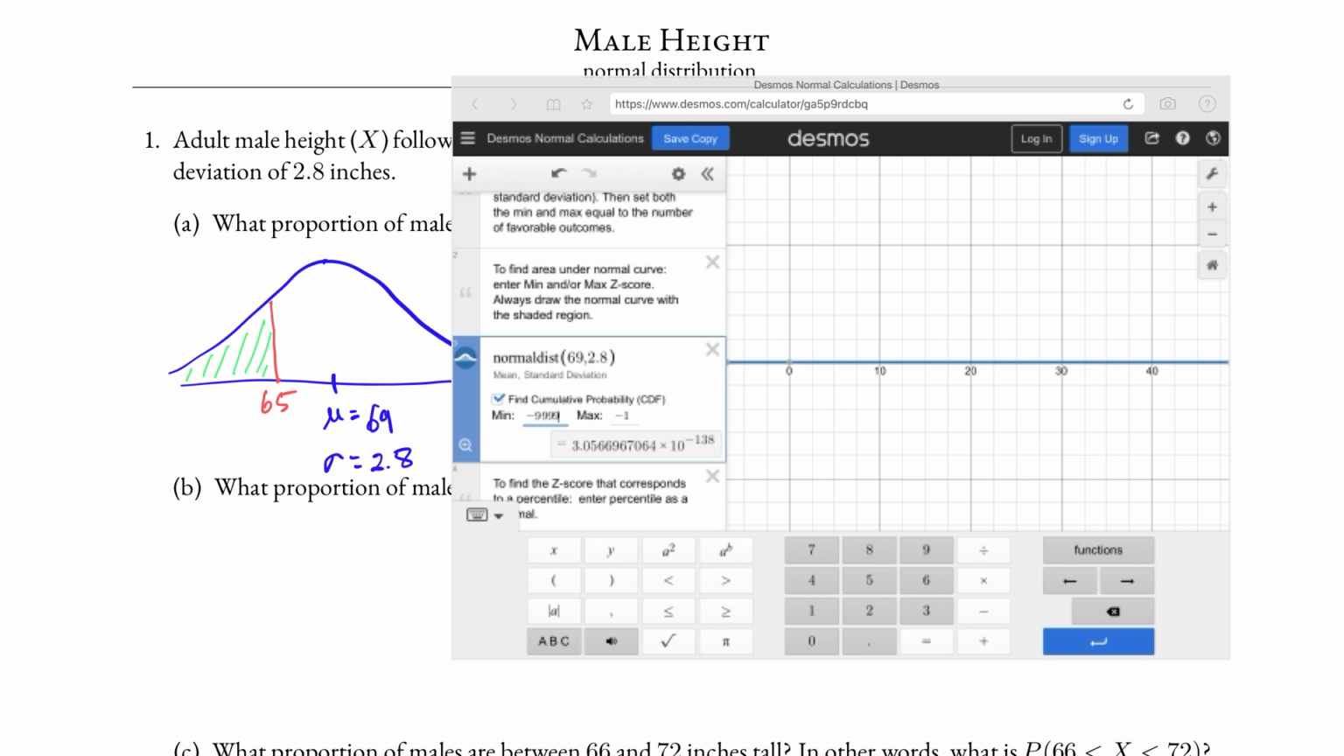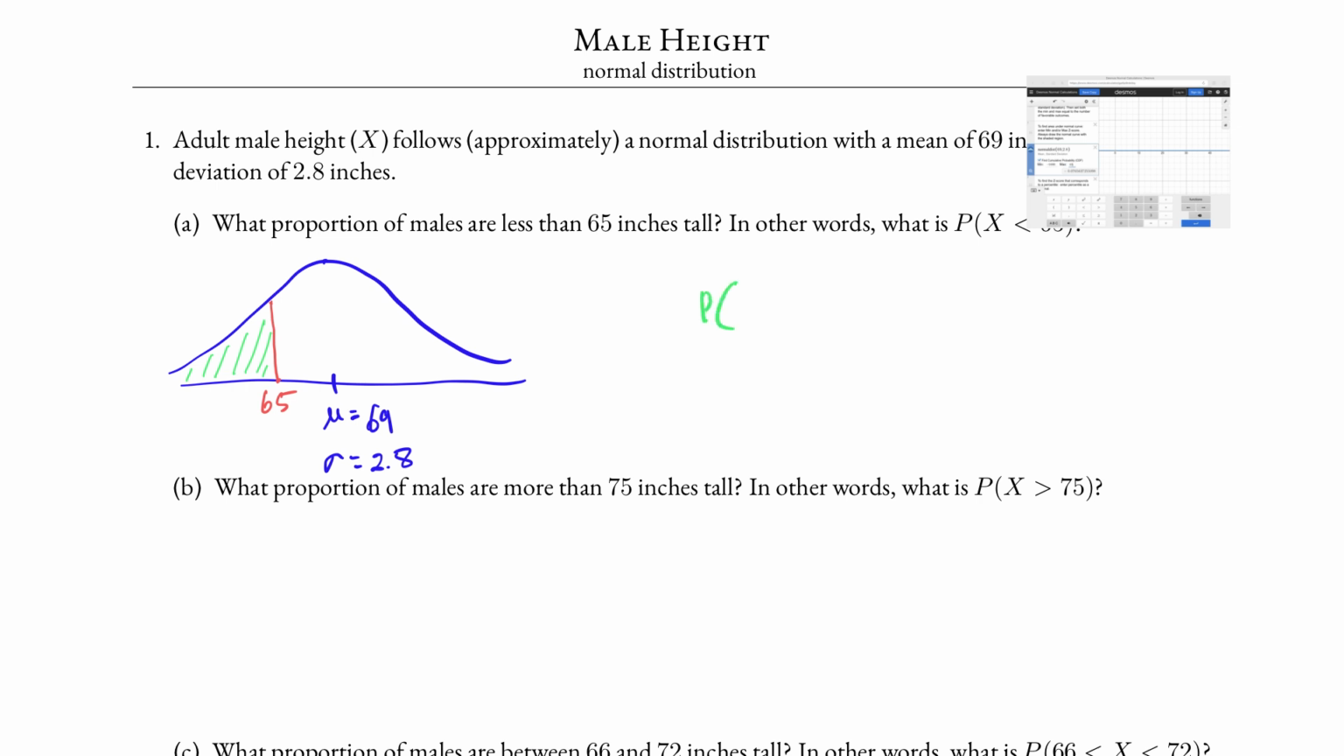And the shaded region indicates that the right endpoint is 65. There we have it. The probability is 0.0766 rounded to 4 decimal places. P of x less than 65 is 0.0766. Next, what is the proportion of males that are more than 75 inches tall?